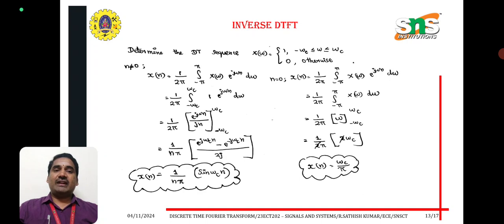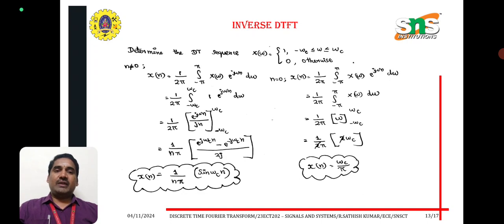While taking the inverse Fourier transform, x of n is equal to 1 by 2 pi integral over minus pi to pi X of omega into e power j omega n into d omega. That is 1 by 2 pi integral over minus omega c to plus omega c, X of omega has value 1, into e power j omega n into d omega. Then 1 by 2 pi, e power j omega n divided by j n, integral over minus omega c to plus omega c. Now we can substitute: x of n is equal to 1 by n pi into sin omega c of n. When n is equal to 0, 1 by 2 pi omega from minus omega c to plus omega c, 1 by 2 pi into 2 omega c, 2 gets cancelled, therefore x of n is equal to omega c by pi.